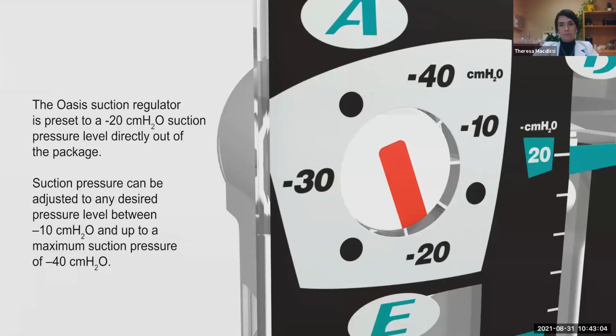The Oasis suction regulator is preset to a -20 centimeters of water suction pressure level directly out of the package. Suction pressure can be adjusted to any desired pressure level between -10 centimeters of water and up to a maximum suction pressure of -40 centimeters of water.